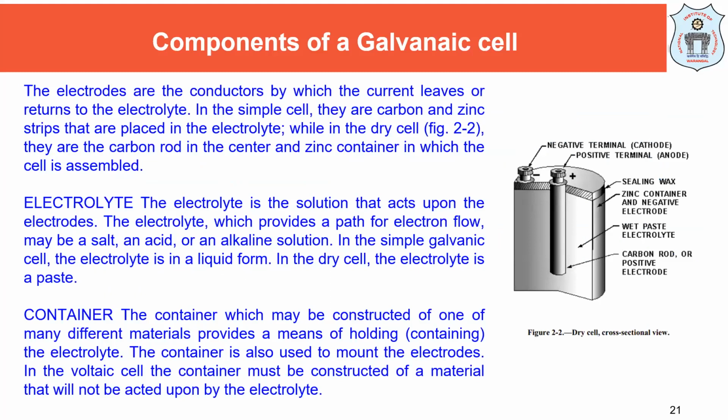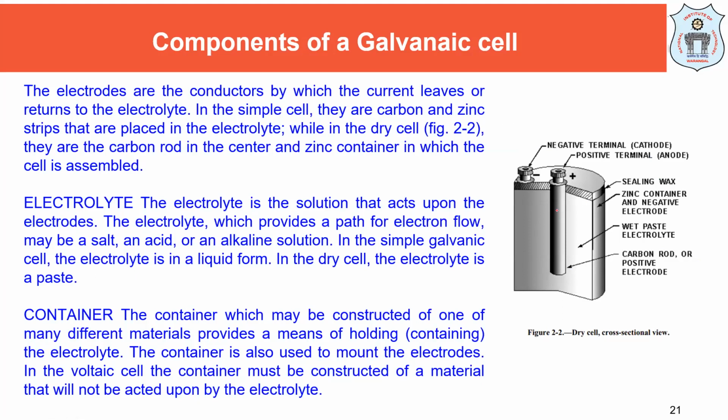And what is an electrode? The electrodes are the conductors by which the current leaves or returns to the electrolyte. In the simple cell, they are carbon and zinc strips that are placed in the electrolyte, while in the dry cells, they are the carbon rod in the center and the zinc container in which the cell is.